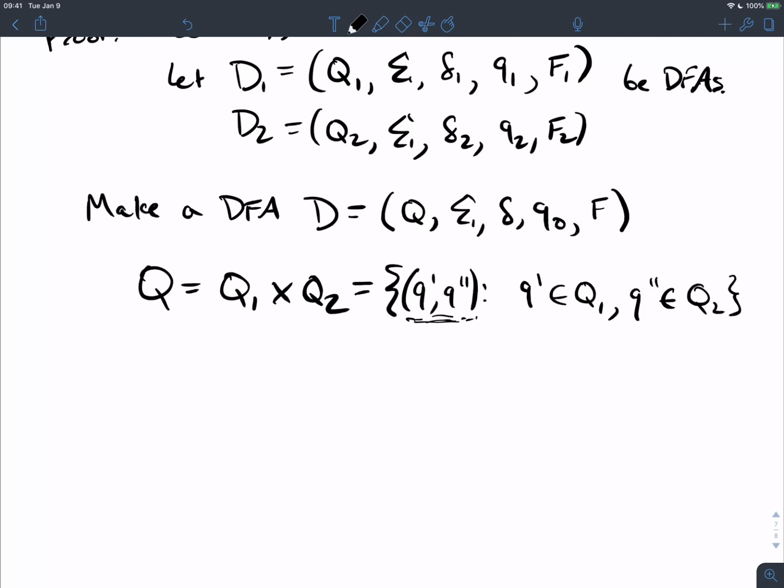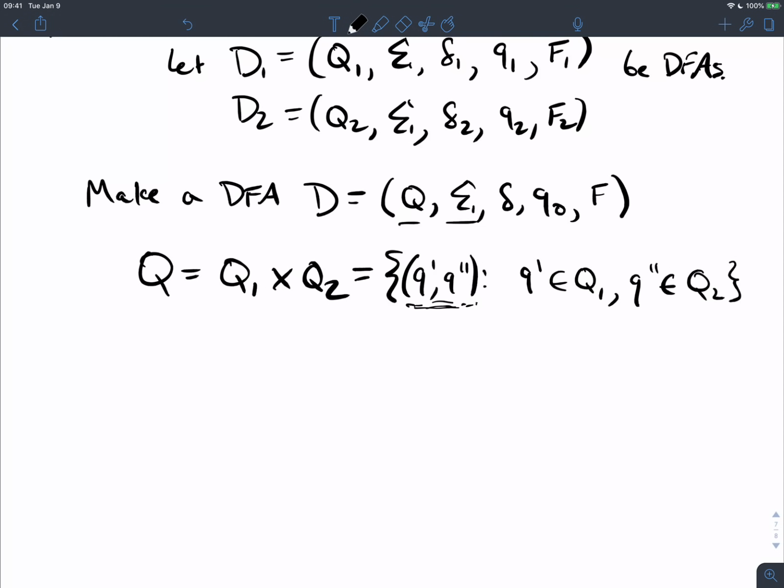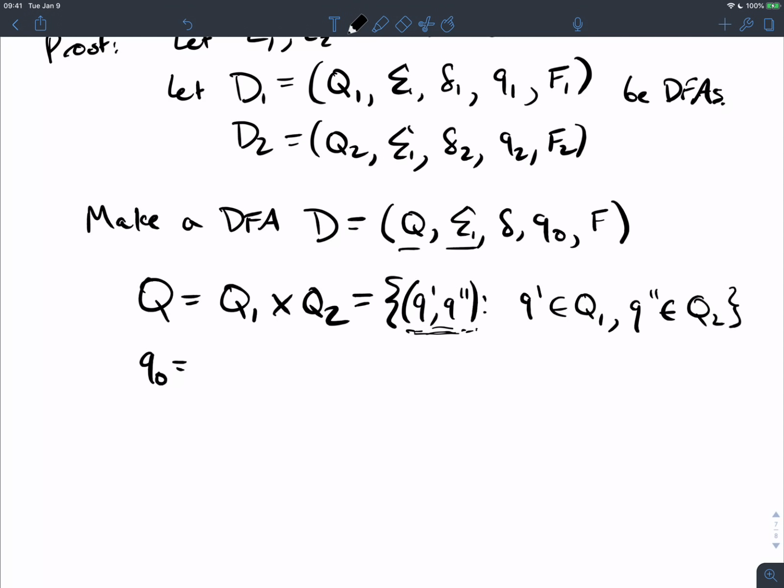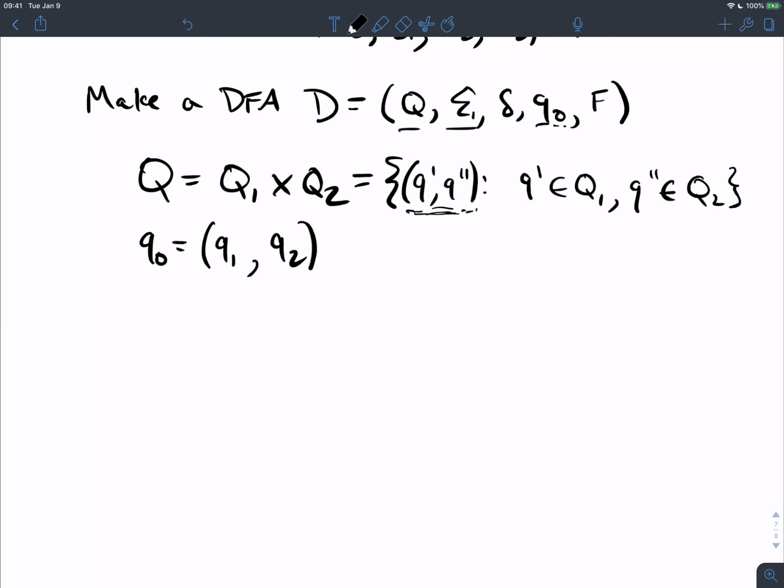Well, we handled the states, that's good. The input alphabet is exactly the same, that's also good. So 40% of the way there. What about the start state? What state of the first machine should I start in? Q1. So the first coordinate of this pair, because Q0 is an ordered pair, because it's a state of Q, should be the start state of the first machine. And what do you think the second coordinate should be? Q2, the start state of the second machine. Okay, so we handled that.